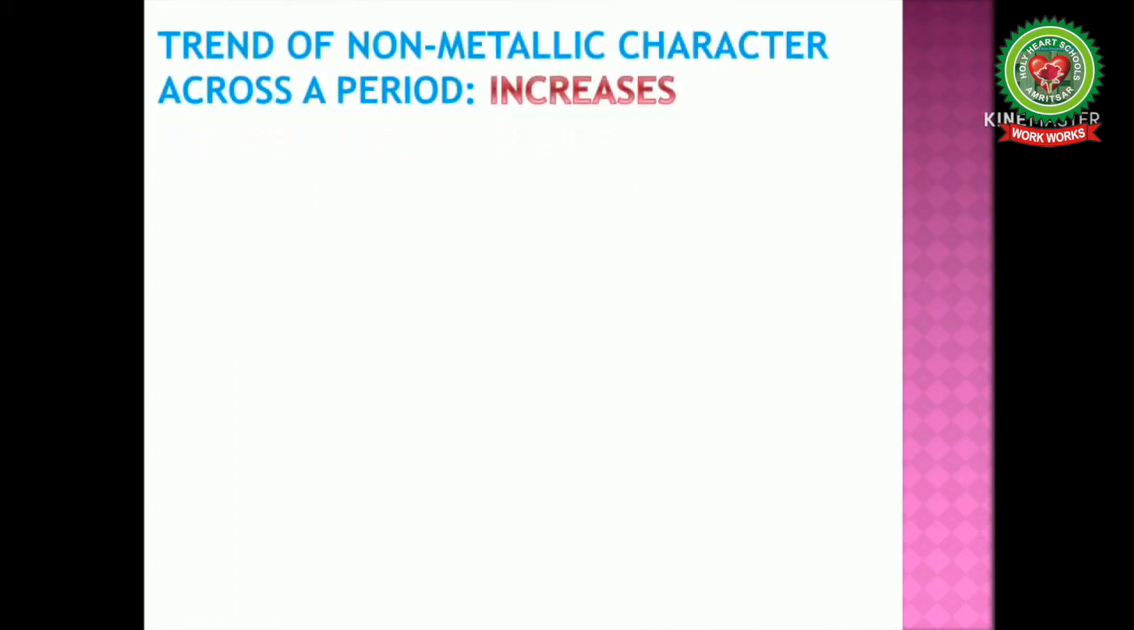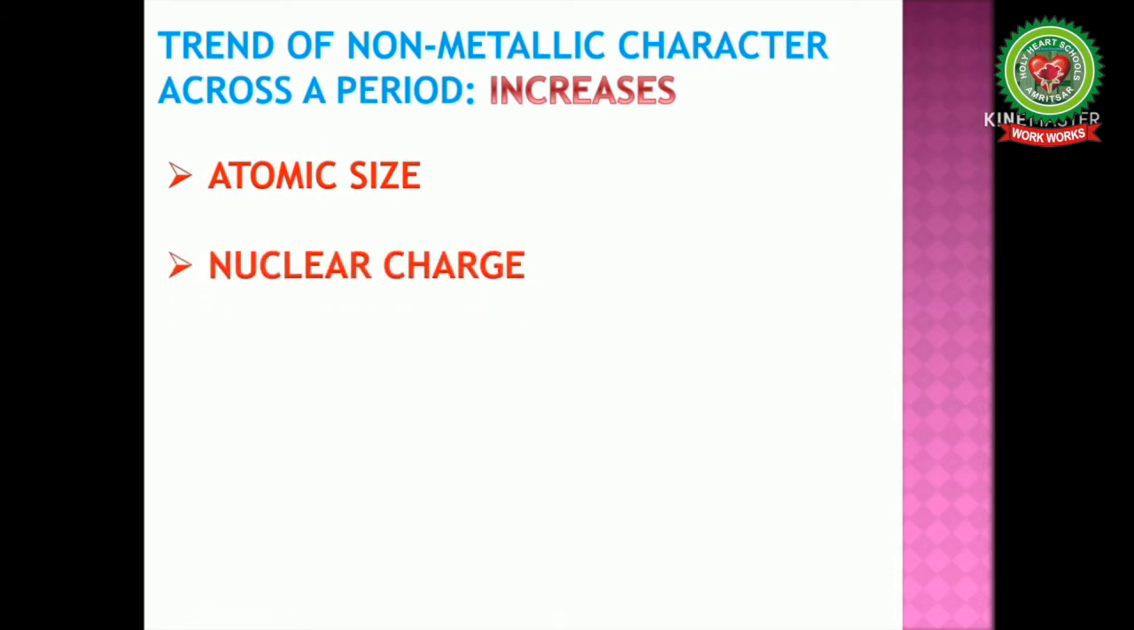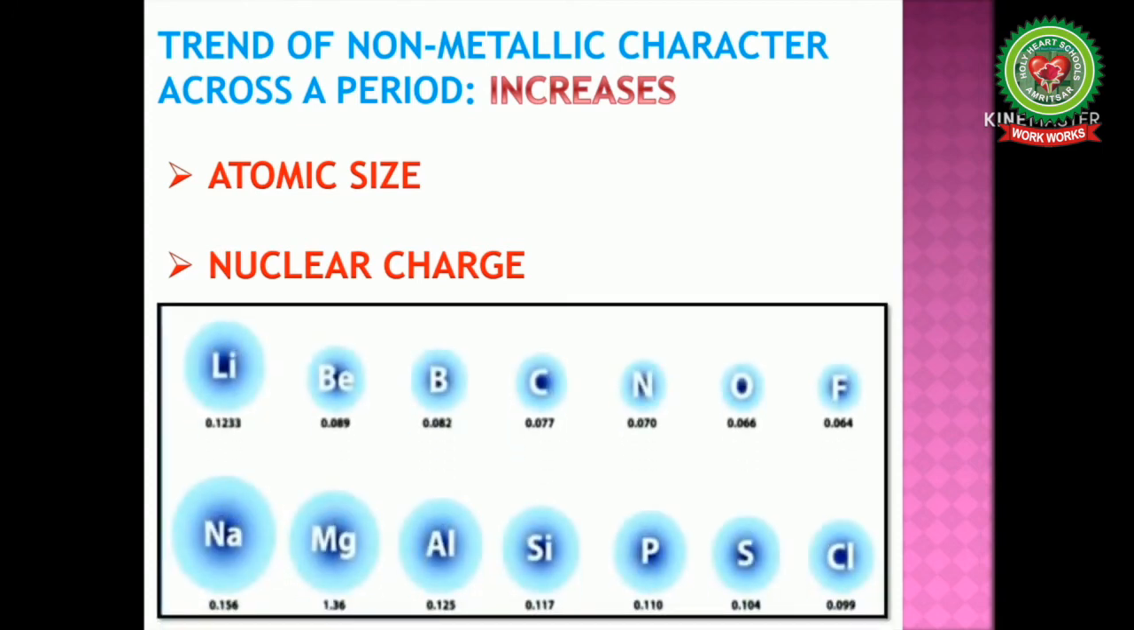Now, we will discuss the trend of non-metallic character while moving across a period. While moving across a period, non-metallic character increases. It again depends upon two factors, atomic size and nuclear charge. On moving across a period, the tendency to gain electrons increases due to an increase in nuclear pull and a decrease in atomic size. Hence, non-metallic character increases across a period, which means from left to right. It means sodium is less non-metallic as compared to chlorine.